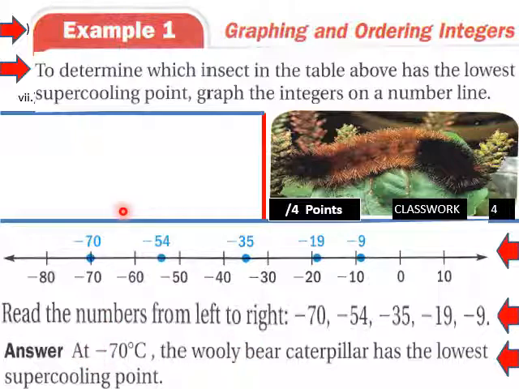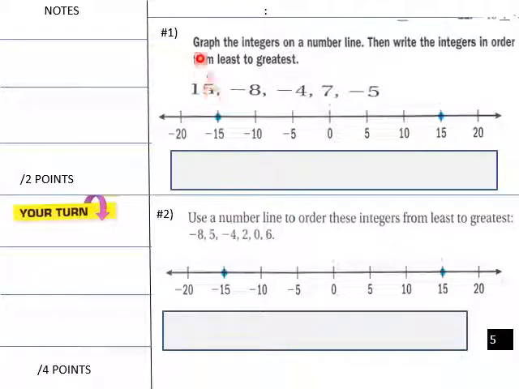So the answer, at negative 70 degrees, here's the answer. To determine which one has the lowest supercooling point, it'd be negative 70 degrees Celsius. The woolly bear caterpillar, which here is your woolly bear caterpillar, has the lowest supercooling point. Okay, let's go into an example here.